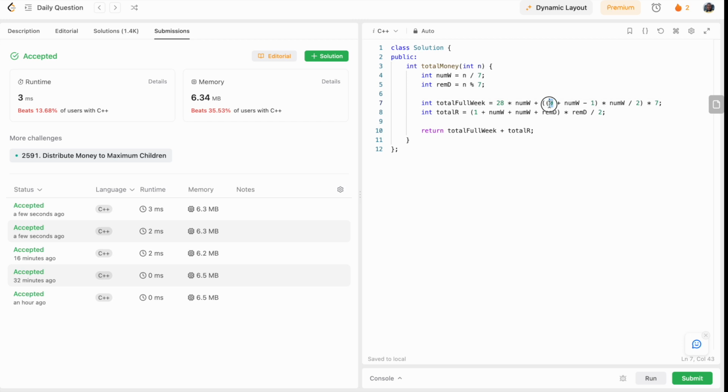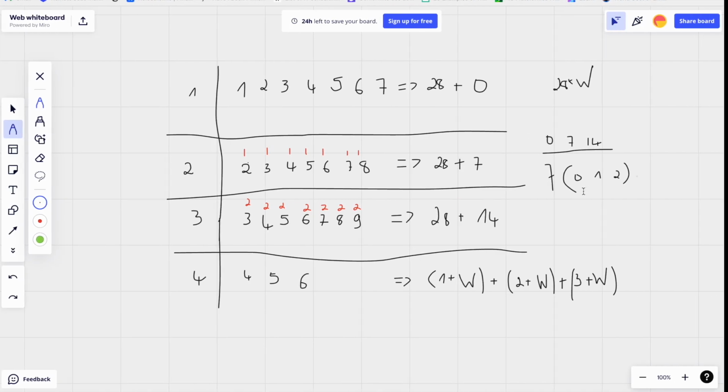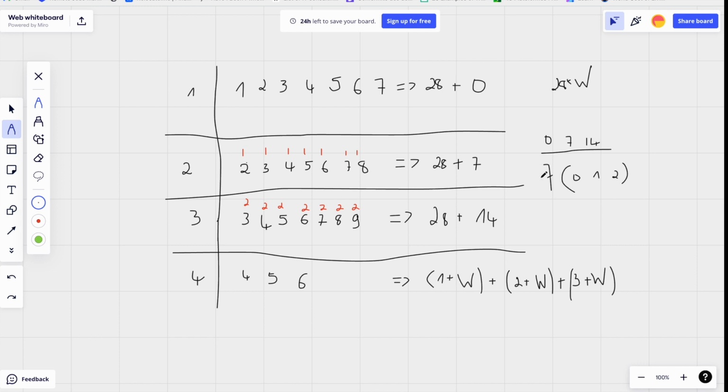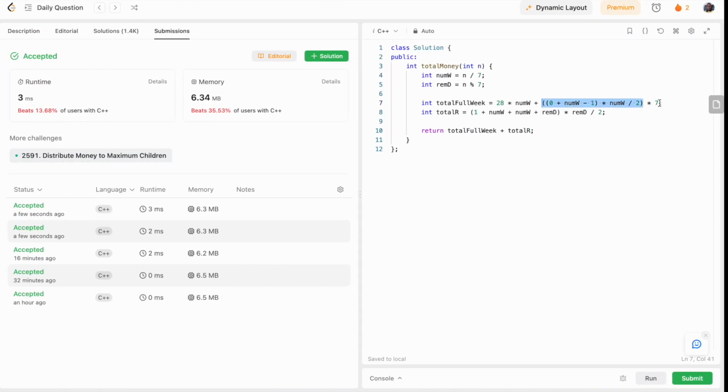We have our first element, which is 0. We have our last element, which is the number of weeks minus 1. We have our number of elements, which is the number of weeks, and we are going to divide by 2. So this is the formula for computing this series. And don't forget that we put 7 in factor here, so we just need to reuse this 7 here, times 7. So this is the formula that will help us compute the total money saved during full weeks.